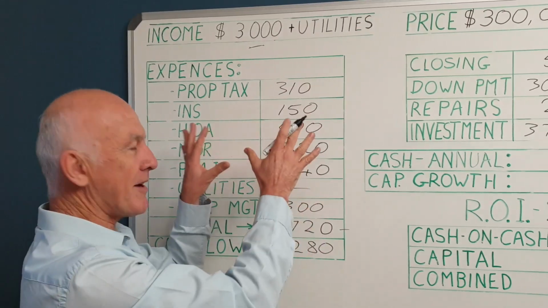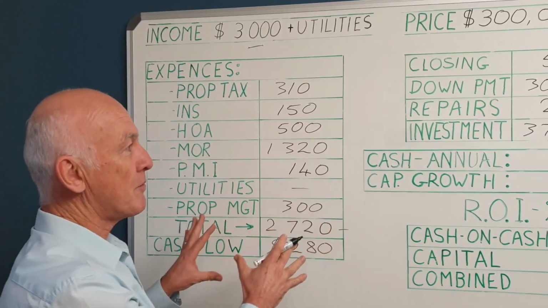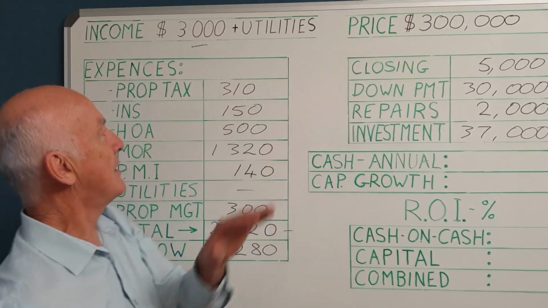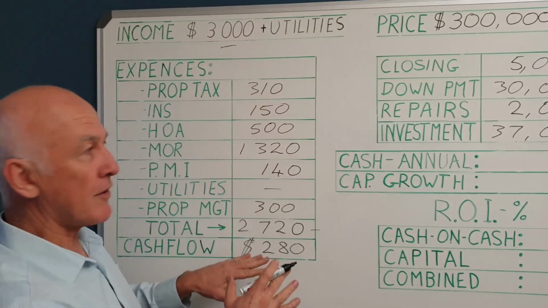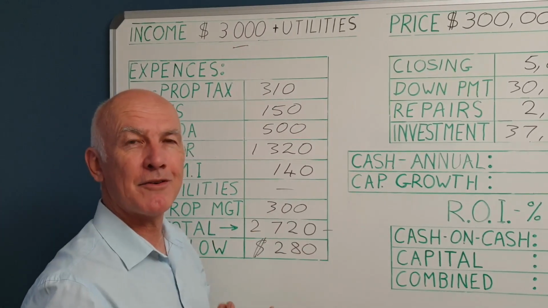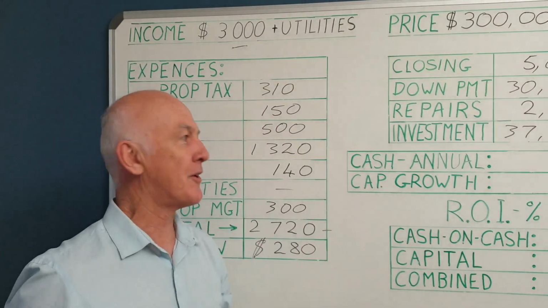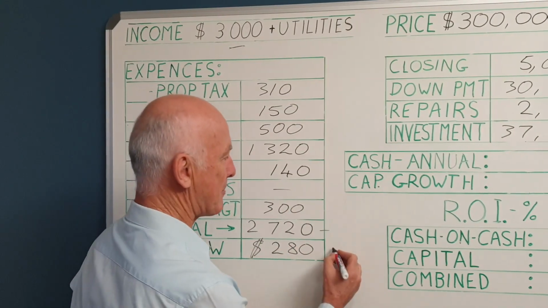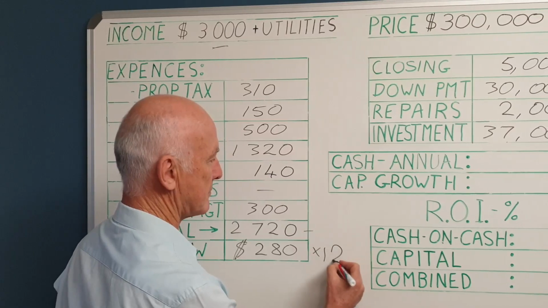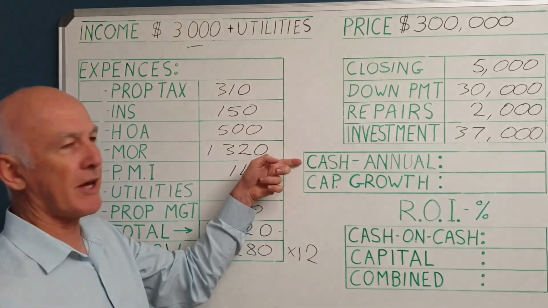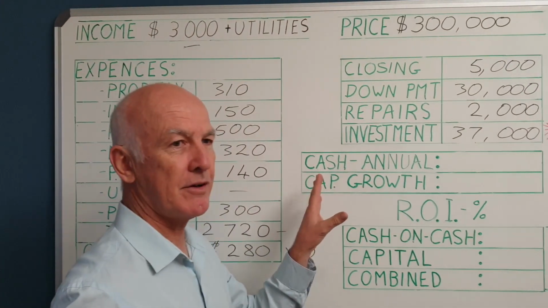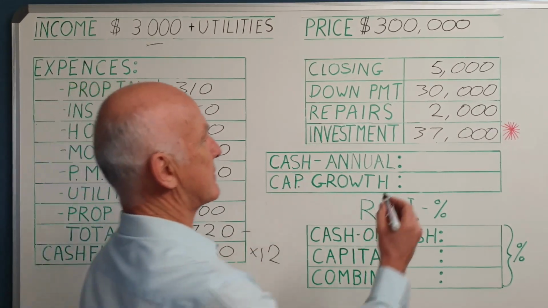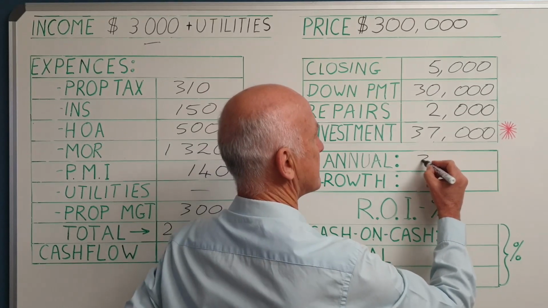So now that we've worked out our monthly cash flow, we know what our investment is, we know the purchase price, we know what the monthly costs are, and now we can get onto the exciting stuff and work out your return on investment. The first thing is we need to take this monthly cash flow and multiply it by 12. And that gives you your annual cash flow. So let's move across here to your annual cash flow. Now your annual cash flow here, 12 times 280 is 3,360.